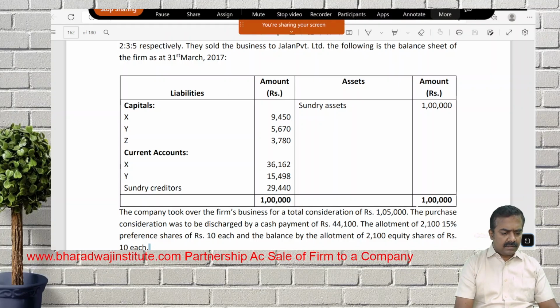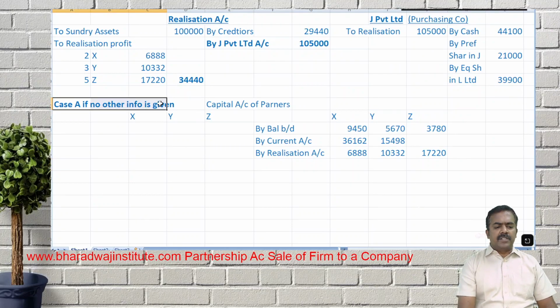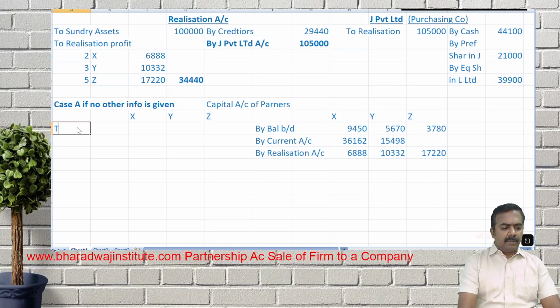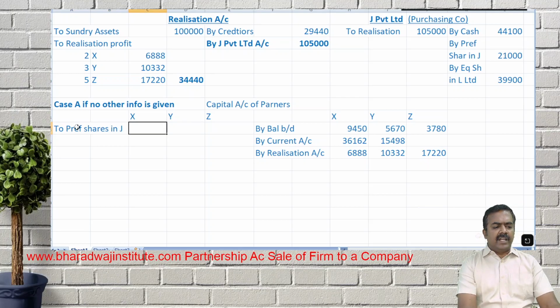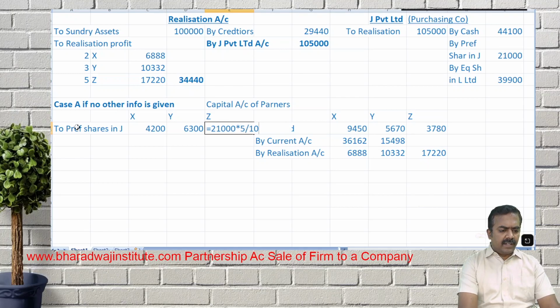1 minute. Okay. If no other information is given, what will the partners do? What will they do with the preference shares, what will they do with the equity shares? If no other information is given, the partners will take over them. Preference shares in which company? J. They will take over in which ratio? Profit sharing ratio. 21,000 into 2 by 10. Then 21,000 into 3 by 10. Then 21,000 into 5 by 10.